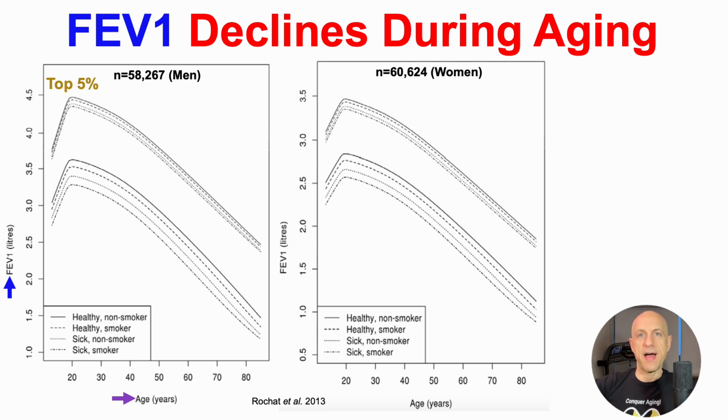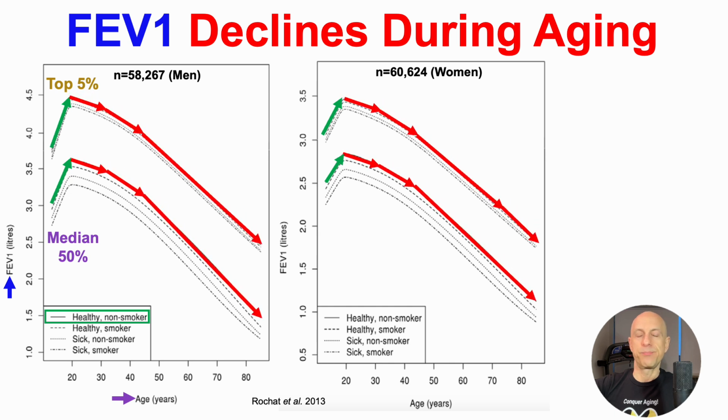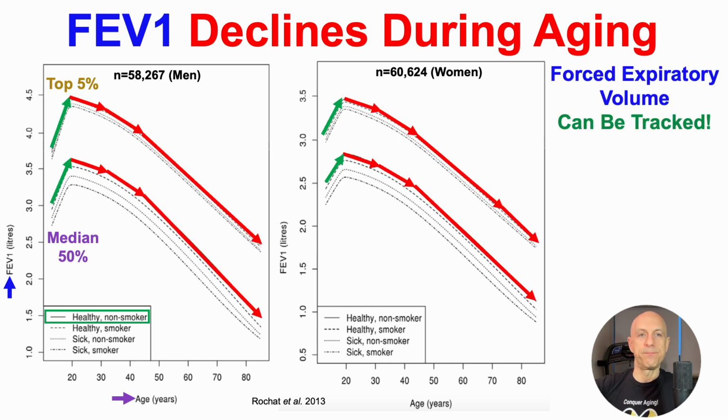Two curves: top 5%, so people who had the highest FEV1, and then the median, 50%, and the curves below that. And then we've also got four curves within each of these two curves, and I'm going to focus on the data for the healthy non-smokers, because if you're interested in longevity, in my opinion, that should be the default state. So for both men and women, we can see that the FEV1 peaks at about 20 years and then declines during aging. Pretty obvious to see that age-related decline.